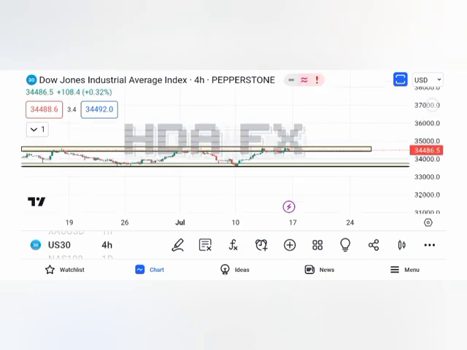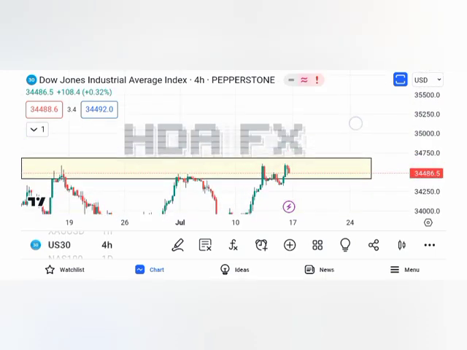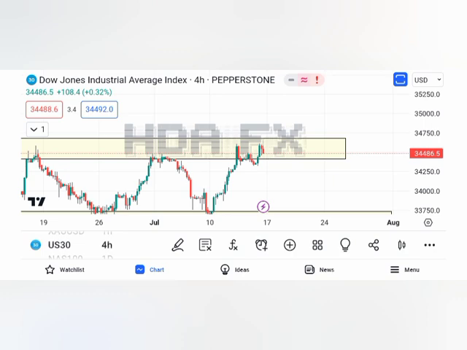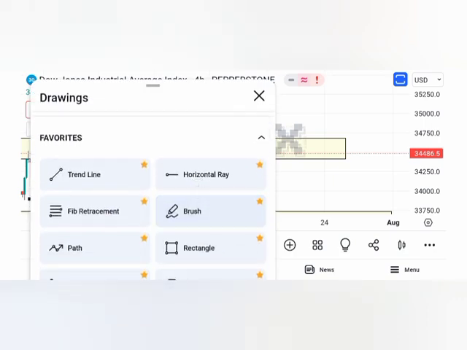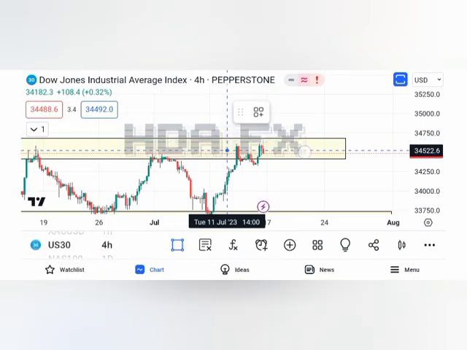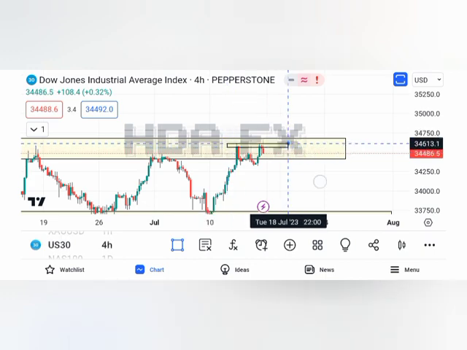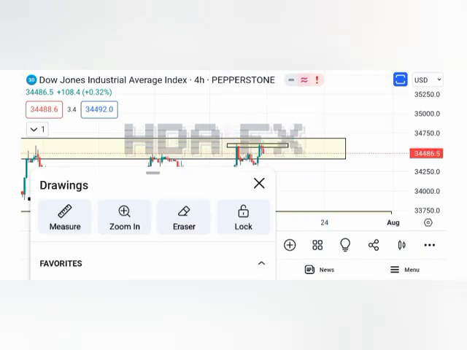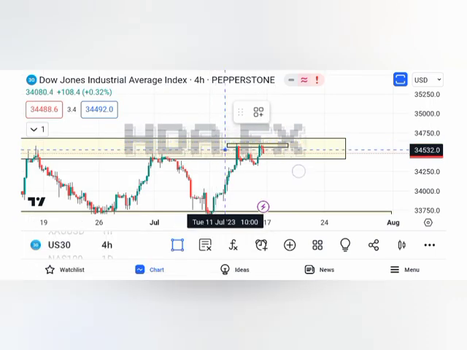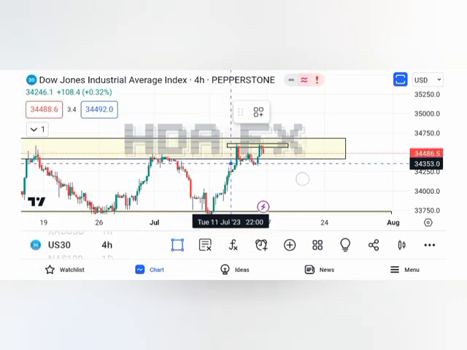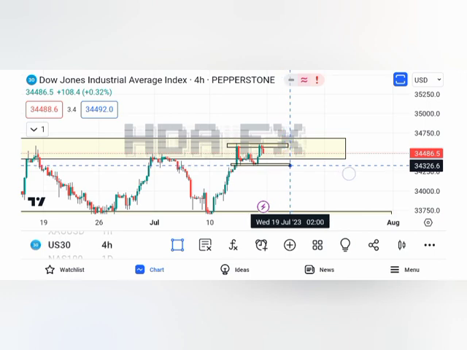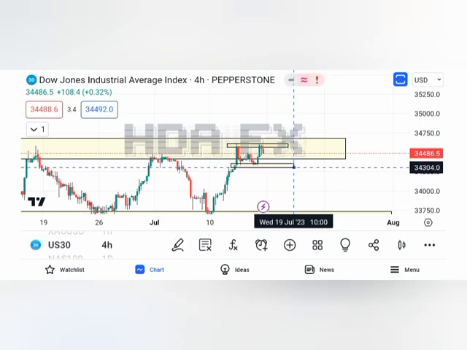So moving on to the 4-hour time frame also. On the 4-hour time frame, if we study closely, we can see that US30 is forming something like a double top here. We have this double top on the 4-hour time frame, and the neckline of the double top will be at this very point here.